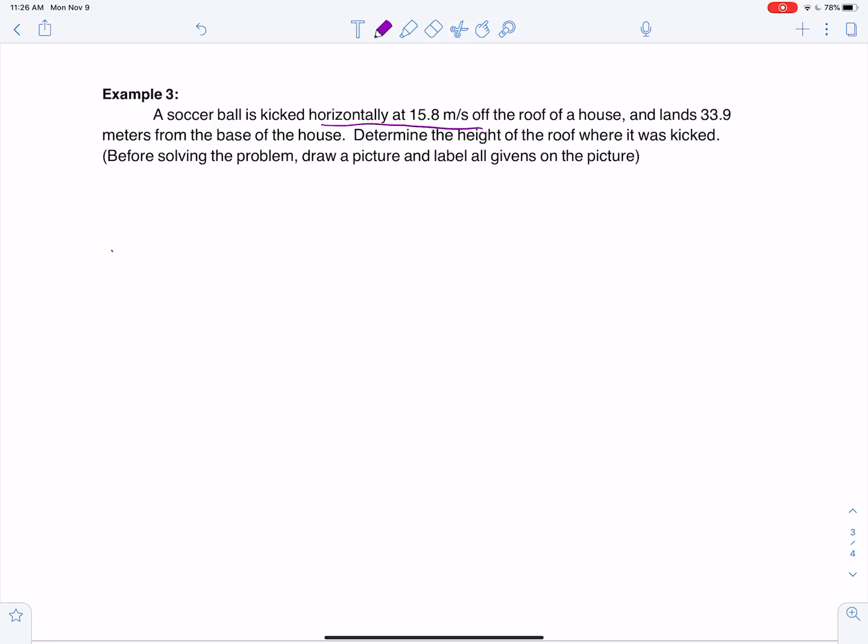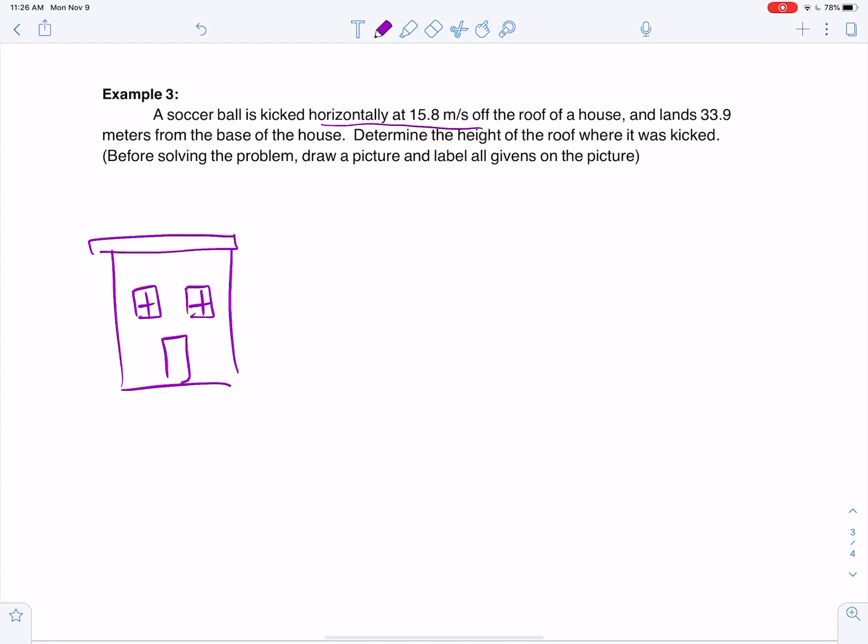So I'm just going to draw a very simple house with a square roof. And here are the windows to the house, and here's a door. And the soccer ball is here. It's being kicked outwards at an initial horizontal velocity of 15.8 meters per second, and it goes into projectile motion, and it lands somewhere over here. This time we don't know how high the house is.